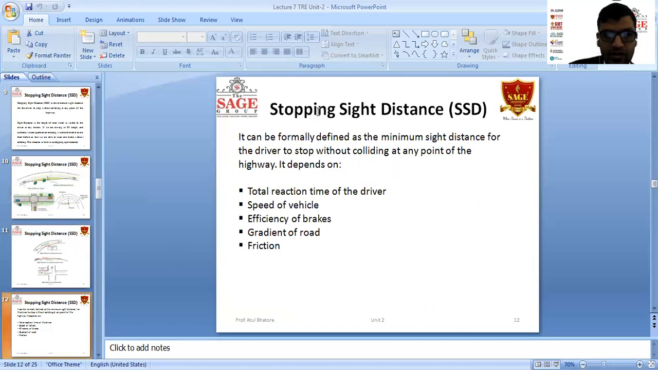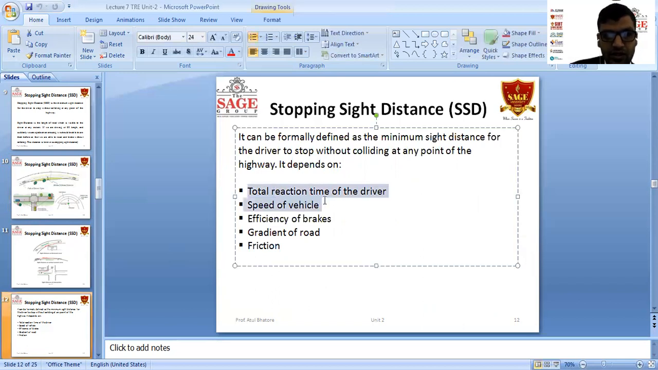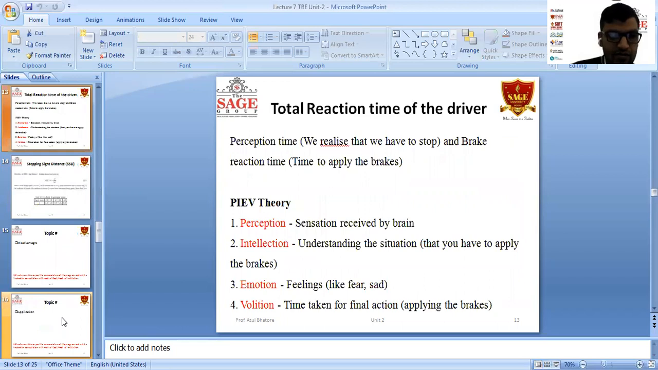Now it can be formally defined as the minimum sight distance for the driver to stop without colliding at any point on the highway. The stopping sight distance depends on: number one, total reaction time of the driver; number two, speed of vehicle; number three, efficiency of brakes; number four, gradient of road; and last one, friction between road surface and tire of the vehicle. So these are the factors on which the stopping sight distance depends.